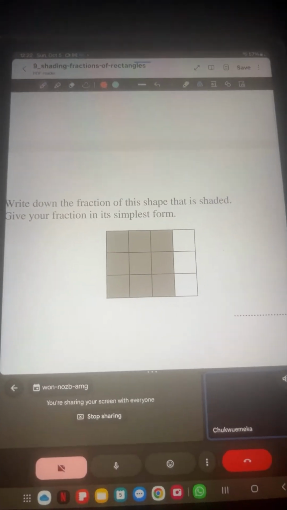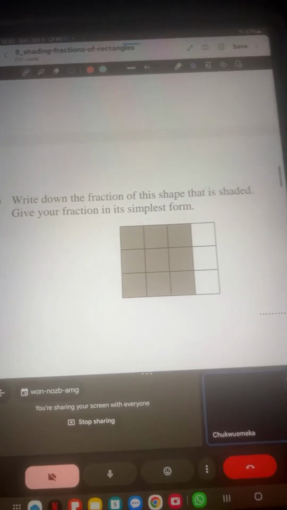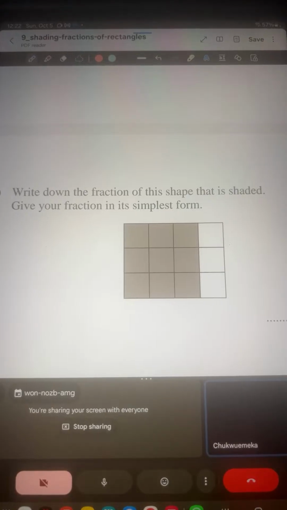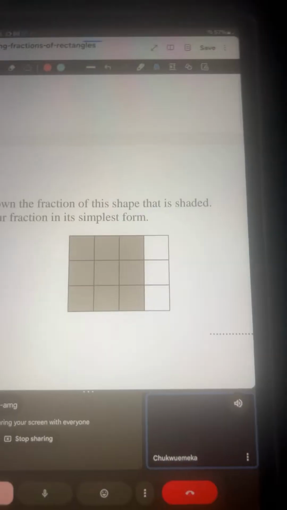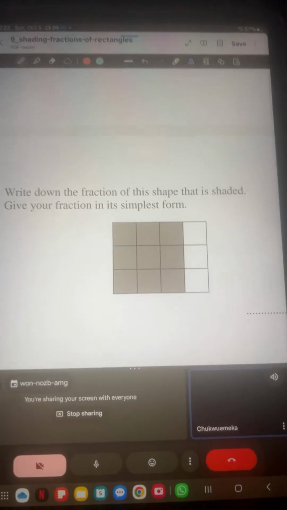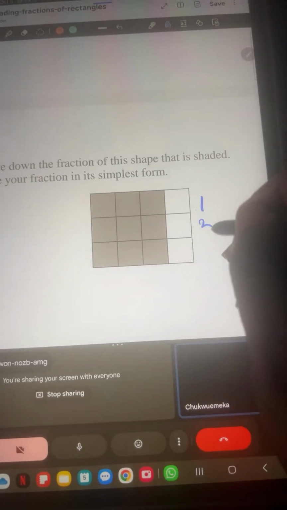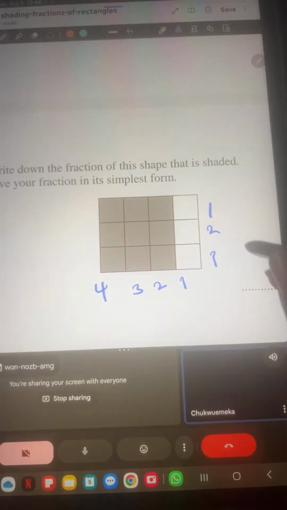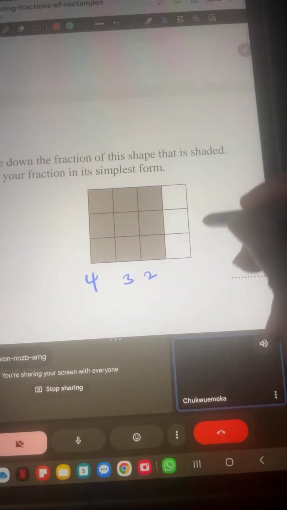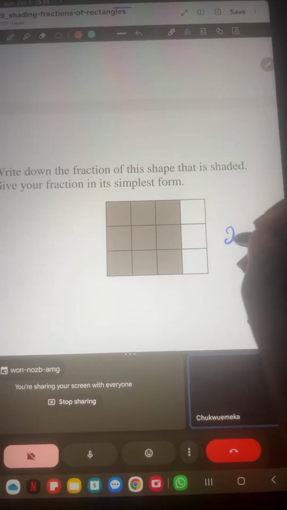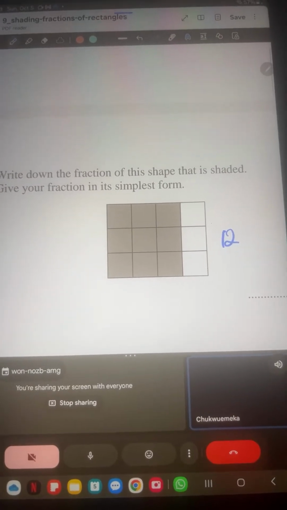Now look at the next question. The next question says, write down the fraction of this shape that is shaded. Give your answer in the simplest term. As usual, this is 1, 2, 3. Why, this is 1, 2, 3, and 4, isn't it? Yeah. So this is a 4 by 3, and 4 by 3 means 4 times 3, which is the same thing as what? 12. Am I right?